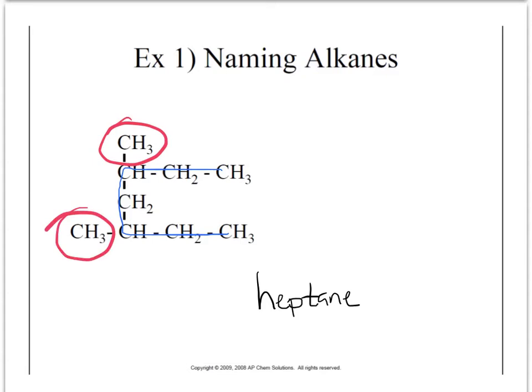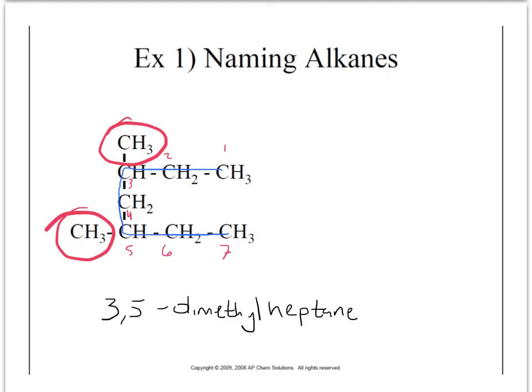And so let's count so that we have the lowest numbers, and it turns out it doesn't matter where you count from. So this is 1, 2, 3, 4, 5, 6, 7. And our methyl groups fall on 3 and 5. And so we're going to name this one 3,5-di, meaning 2, methyl. Sorry, that's kind of poor writing. There you go. So this one is 3,5-dimethyl heptane because we have 2, so dimethyl, 2 methyls on carbon 3 and 5, and the backbone is a 7-carbon chain, which makes it a heptane.